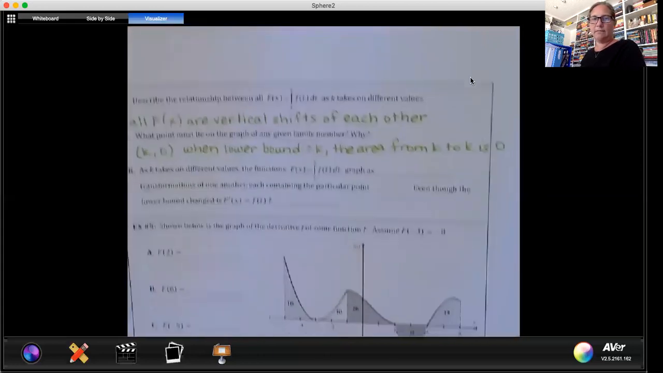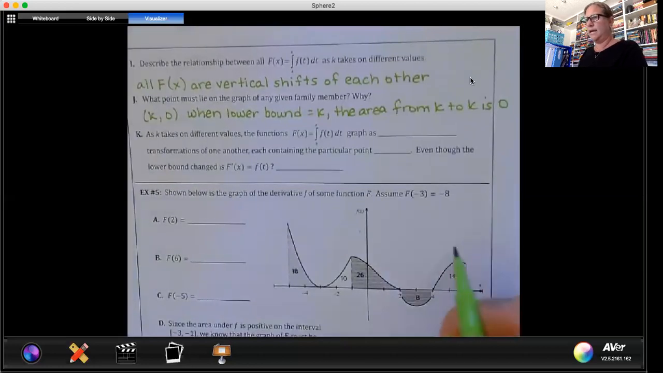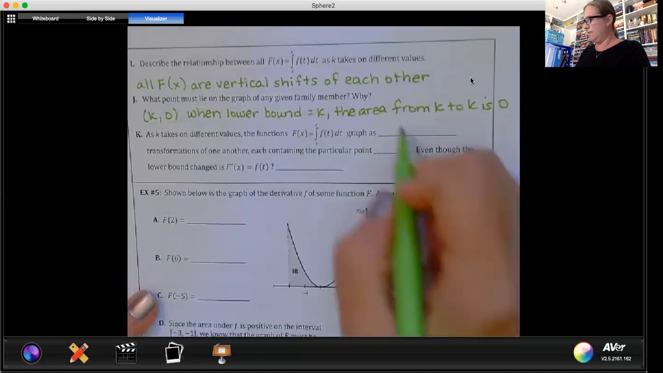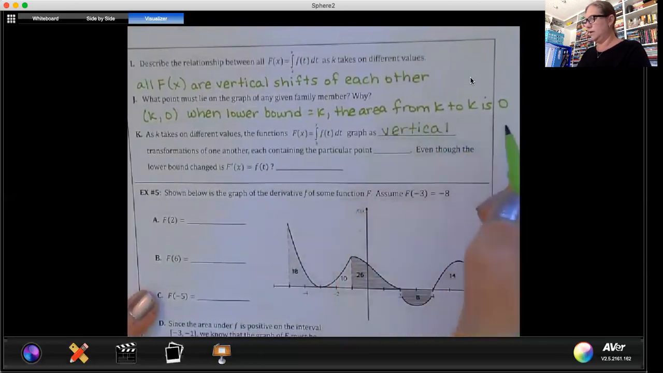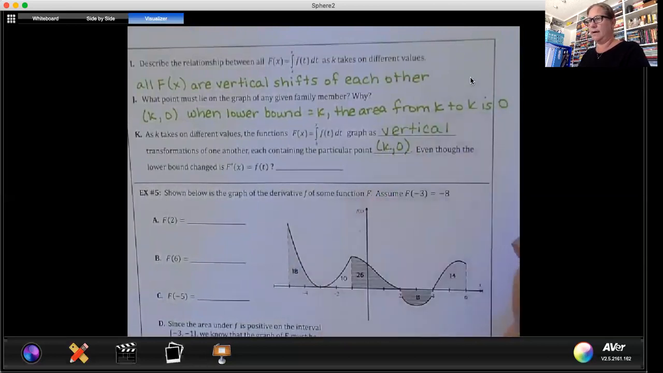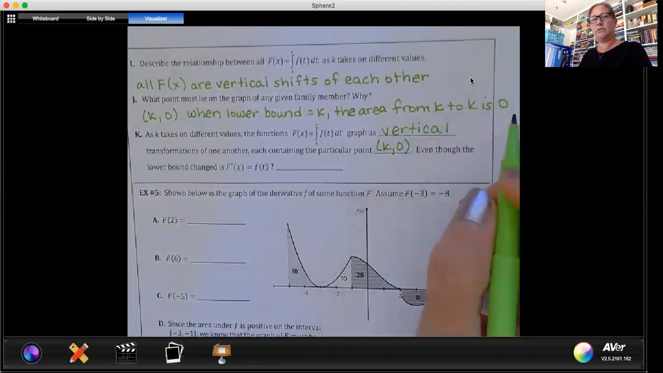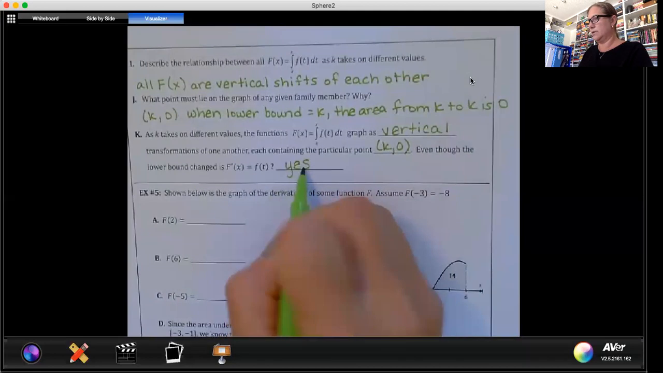And as k takes on different values, the functions f of x equals the integral from k to x of f of t dt graph as vertical transformations of each other, each containing the particular point (k, 0), which we just talked about. And even though the lower bound changed, is f prime of x, yes, that still works.